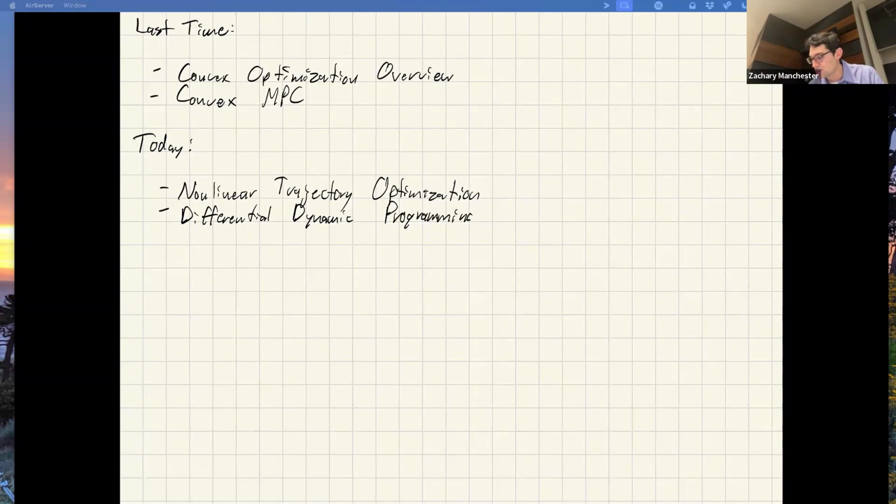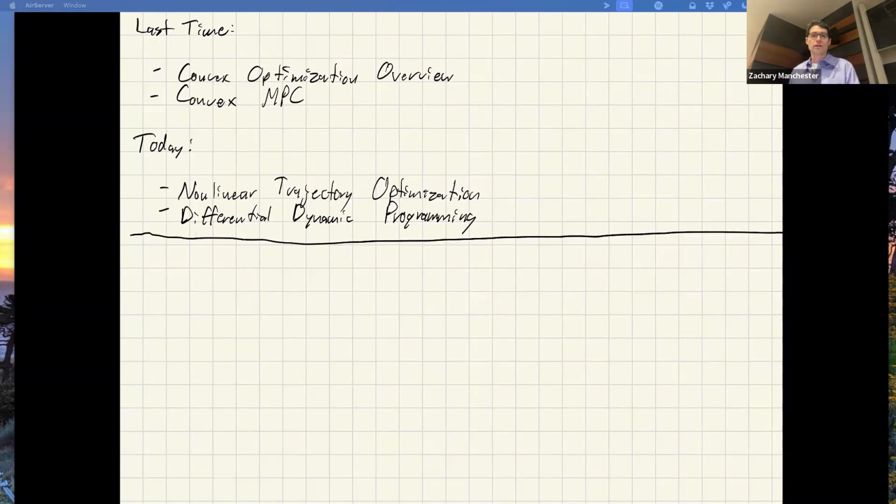Okay, so that's what we're going to do today. This is called DDP for short. It's also called iterative LQR. So who's heard of this before? Not too many, actually. Okay, so this is a fairly popular algorithm in the robotics community, and I'll show you some cool examples later on.